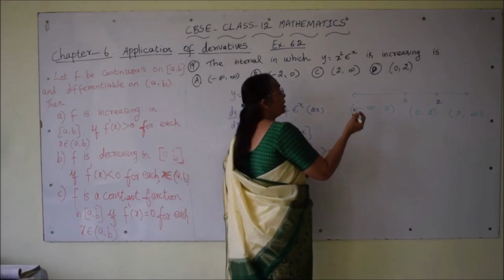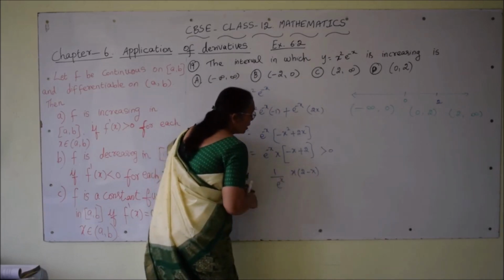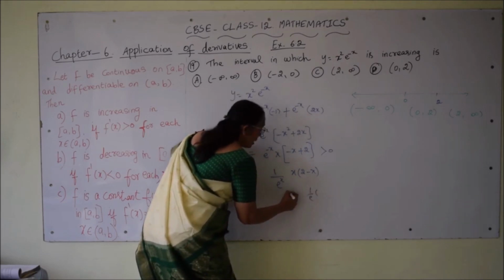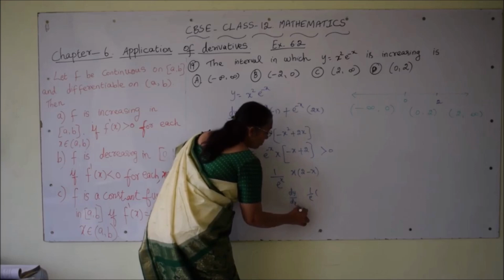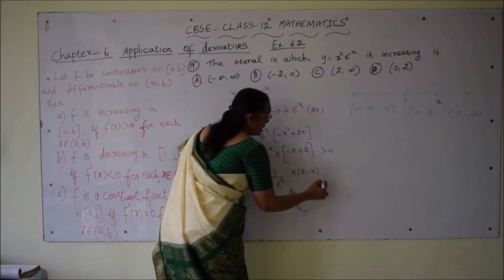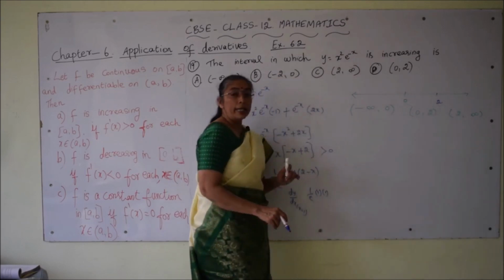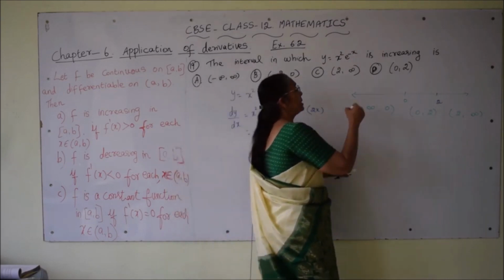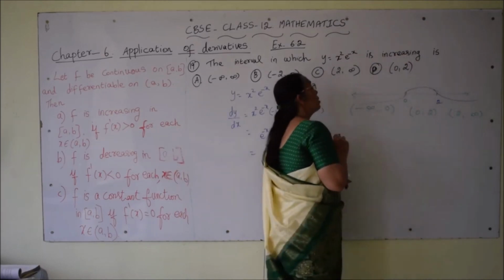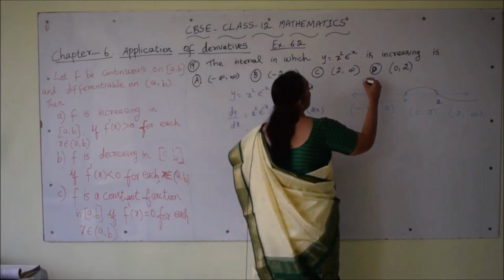Let me take a value between 0 and 2, which is 1. Substituting 1 here, e power x is positive always, so we get 1 by e. I am finding dy by dx at x equal to 1. So, this is 1 by e, and x is 1, 2 minus 1 is 1. When we substitute the value 1, which is between 0 and 2, we get a positive value. So, the function is increasing in the interval 0 to 2, and in the other intervals it is decreasing. So, the function is increasing in the interval 0 comma 2. Which option? Option D.